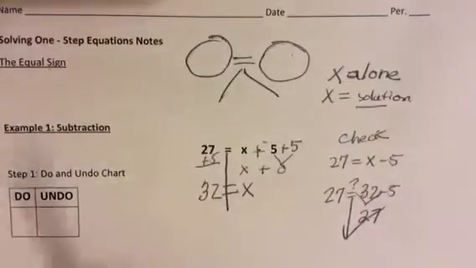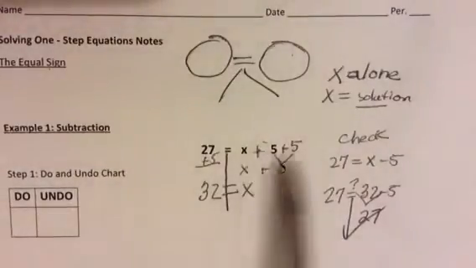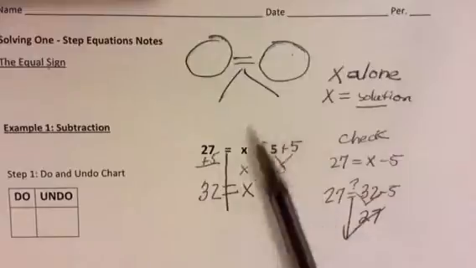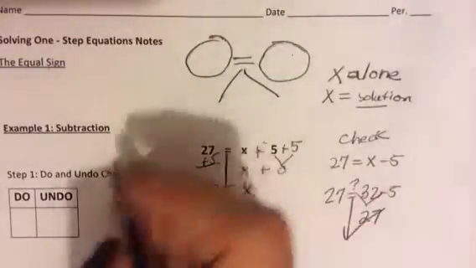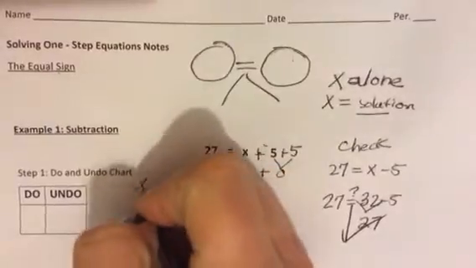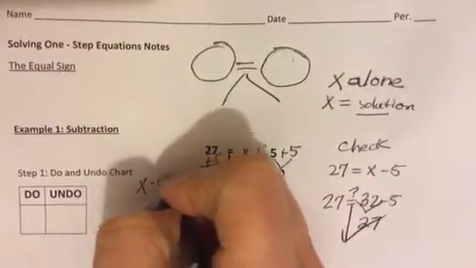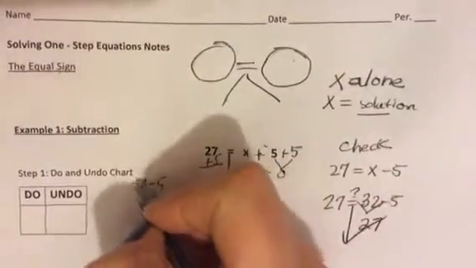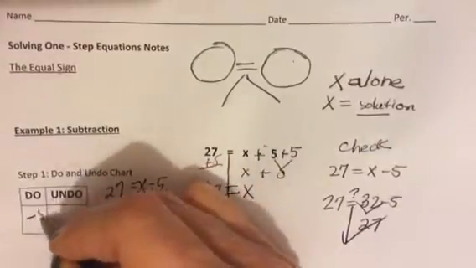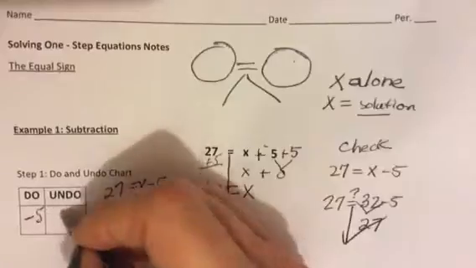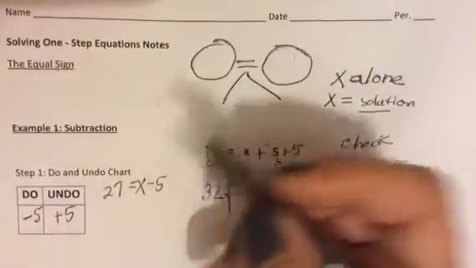Now the do-undo chart is just a way to simplify it if you don't understand this way, but you should understand this way from our properties. But when we look at the equation, what are we doing to x? That's what the do stands for. And we're subtracting 5 from x, so that's where we put the do. The undo is just the opposite, so that would be to add 5.